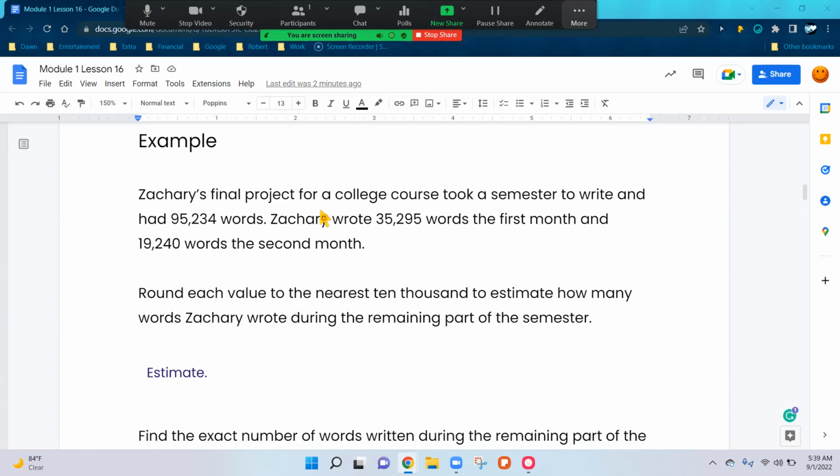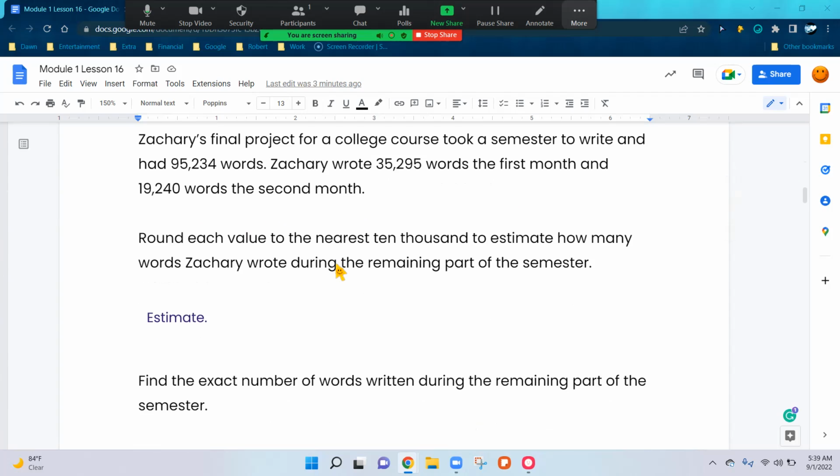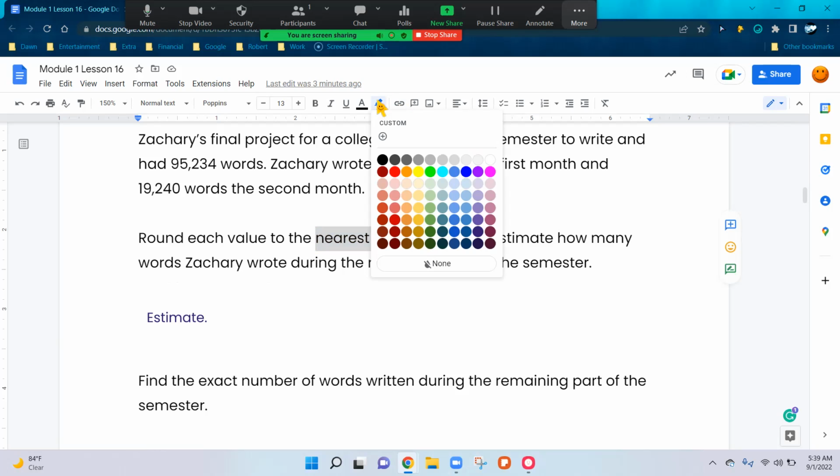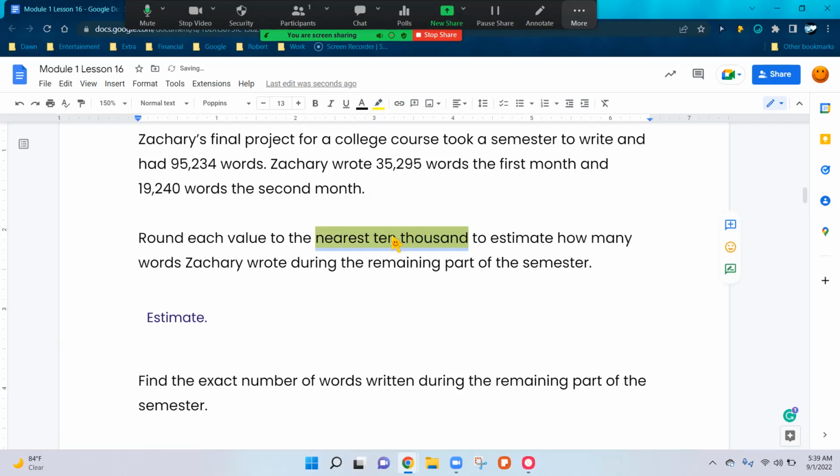Right here, it says Zachary's final project for a college course took a semester to write and had 95,234 words. Zachary wrote 35,295 words the first month, and 19,240 words the second month. So it says round each value to the nearest 10,000 to estimate how many words Zachary wrote during the remaining part of the semester. So I'm going to quickly highlight the 10,000, just to remind me that's what we're doing: rounding to the nearest 10,000.